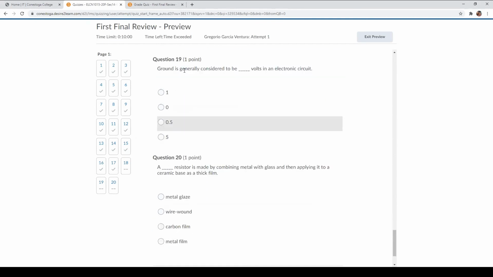So the next one, ground is generally considered to be how many volts? Okay. So ground is how many volts in an electronic circuit. Ground should always be 0 potential. The reason why everything in the electrical industry is grounded or bonded to ground is because what is the potential difference that we have between livestock and humans to ground? How much is our potential to ground? 0. There's no potential.